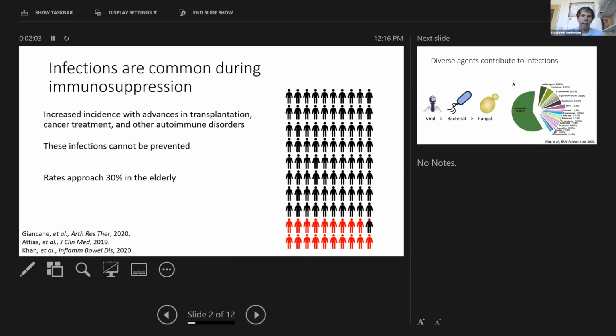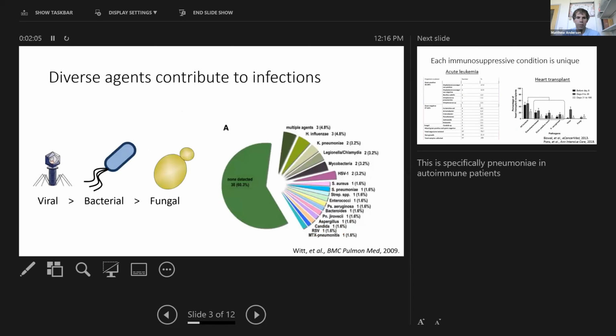So if we're thinking about the kinds of agents that cause these infections, we're dealing with literally everything. Viral, bacterial, and fungal, kind of in that order of prevalence. Here I'm showing data specifically from pneumonia that comes from autoimmune patients. And you can see that we're running the gamut, everything from influenza all the way down to mycobacterium and tuberculosis and fungal infections like Candida. So you can't just try and treat against one opportunistic agent when you're dealing with an immunosuppressed patient.